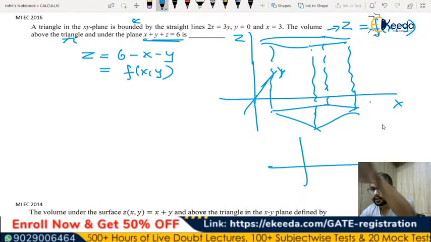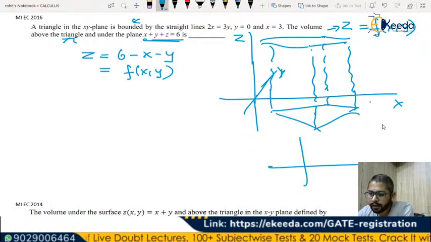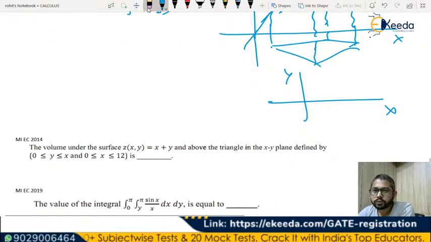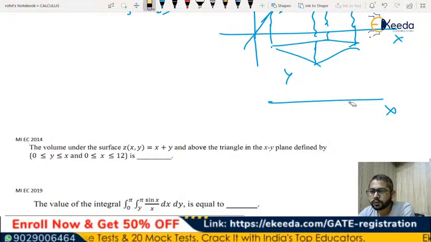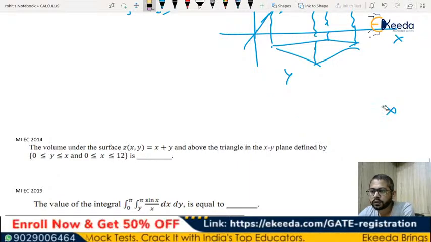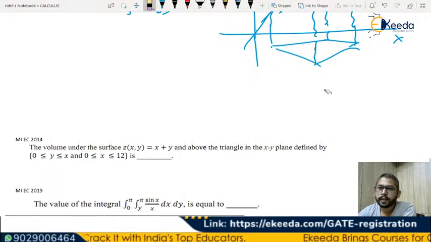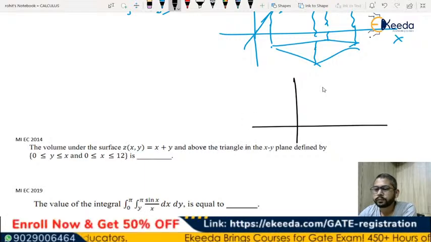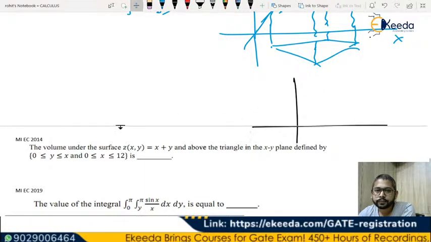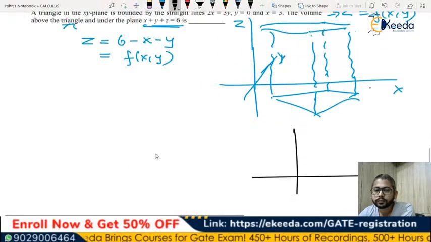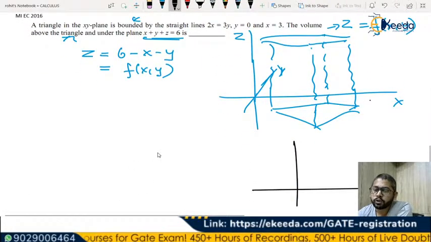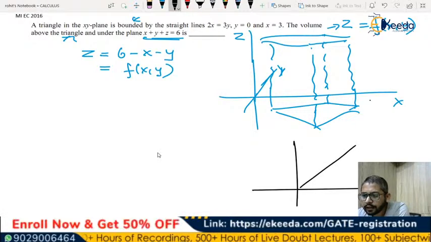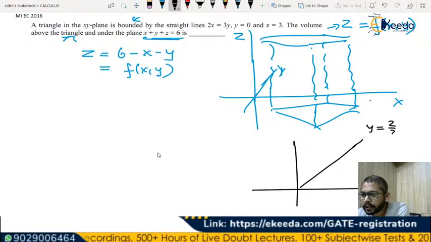So this was a three-dimensional explanation. But now if I am talking about xy only, let me go down. Let's talk about the xy plane now. In this case, the region is 2x equal to 3y. So 2x equal to 3y can be written as, let's say, y equal to 2 by 3 x.